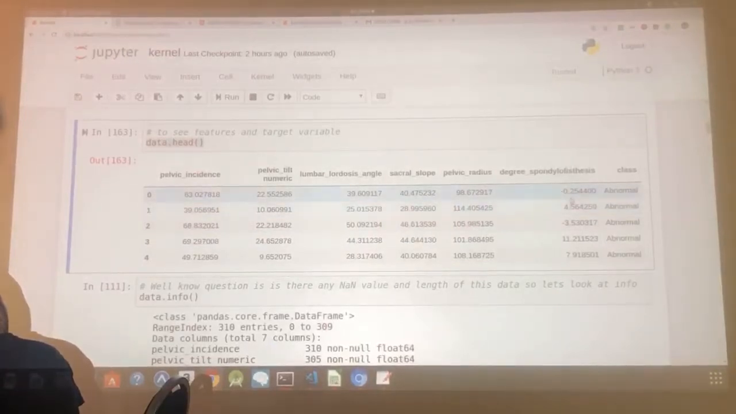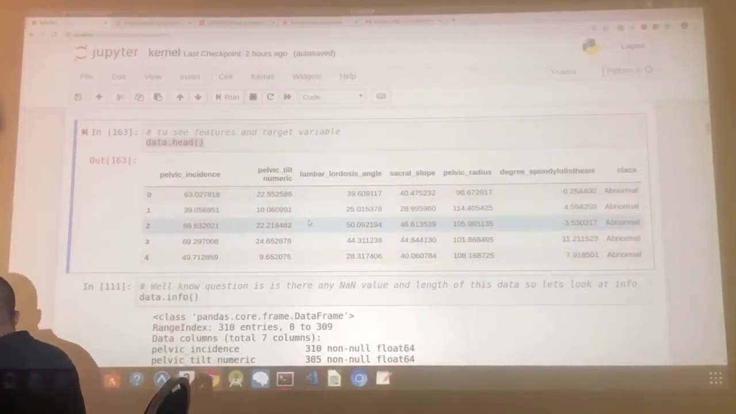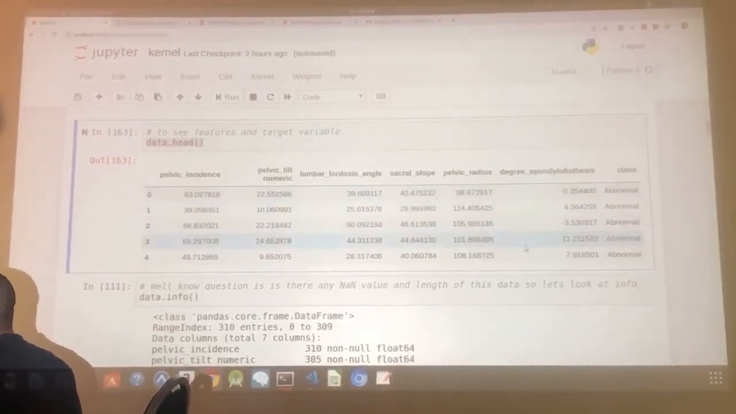So head will just show you the first five, and we've got these degrees. We've got both positive and negative numbers, and this is the radius. You can clearly see from your data set that you've got numerical and categorical data.